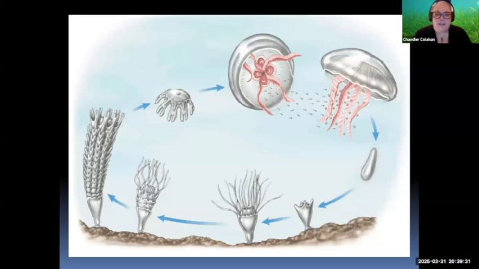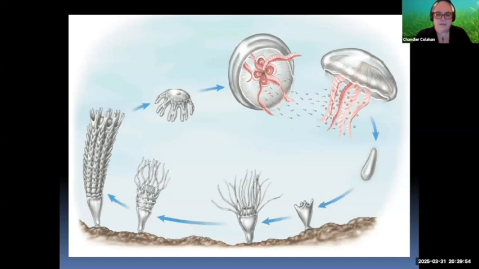One of the cool things about these animals is they have a dual life cycle. They have a sexual reproductive phase and an asexual reproductive phase. And this is called alternation of generations. And what that means is we don't know which came first, the chicken or the egg.